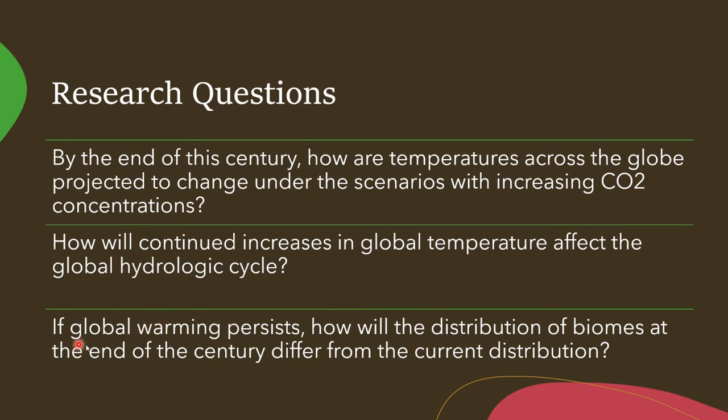And finally, if global warming persists, which is still going on, and we expect that it will go on, it will increase, and global warming is going to happen more rapidly in the future. How will the distribution of biomes at the end of the century differ from the current distribution?